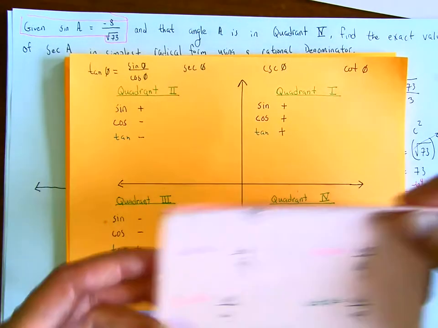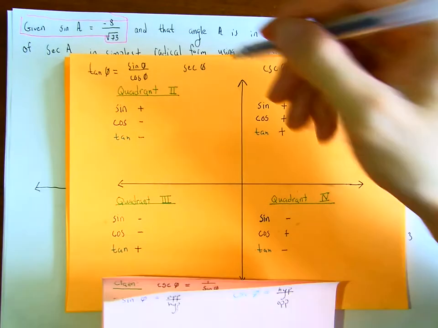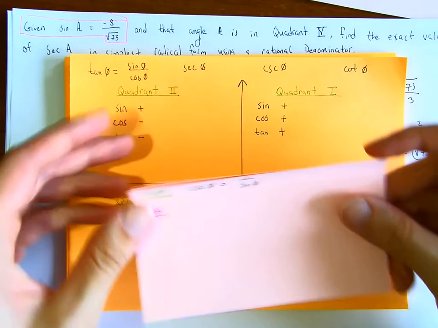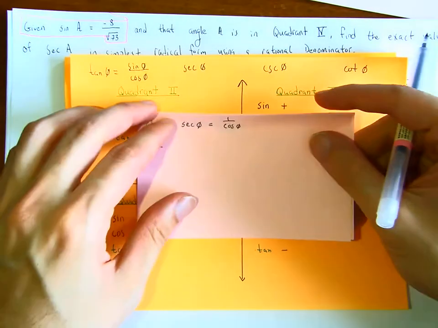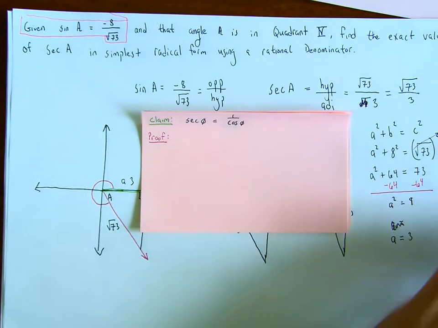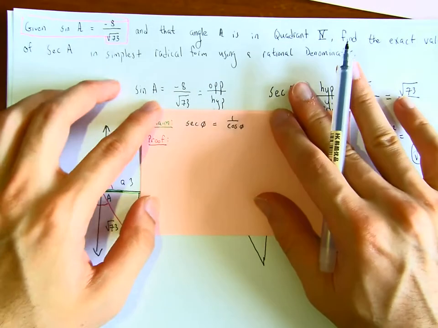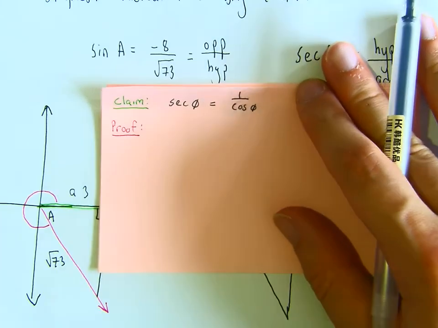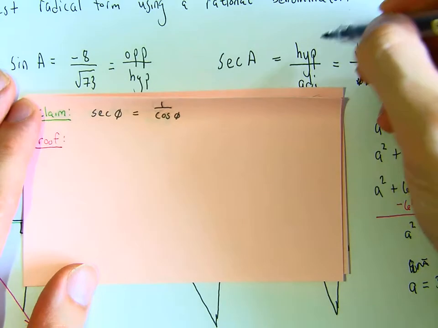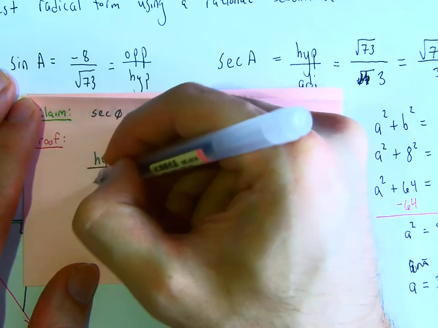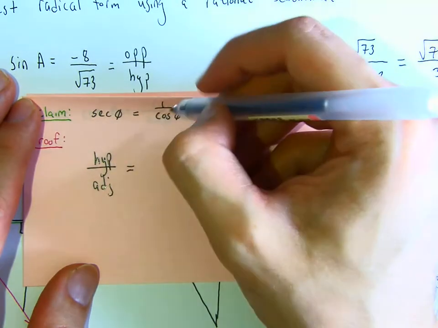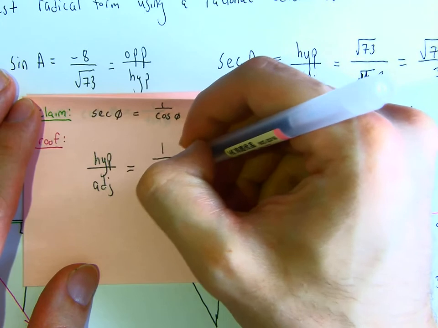So then the next question we have is, okay, well, what about secant theta? What would that be? So let's take a look over here. What I'm going to say is that secant of theta is going to be 1 over cosine theta. Let me show you a little proof for this. What do we know about secant theta? We know secant of theta is hypotenuse over adjacent. So I'm going to say that this hypotenuse over adjacent is equal to 1 over cosine theta.